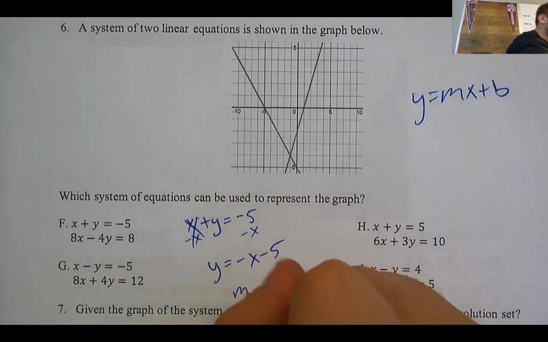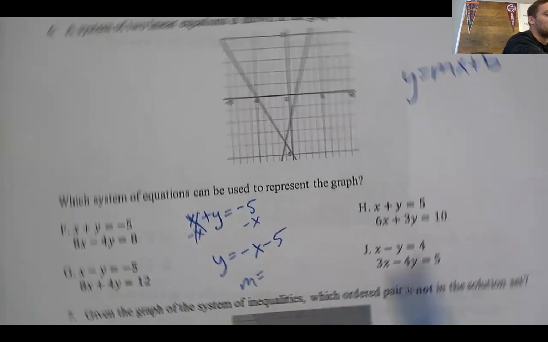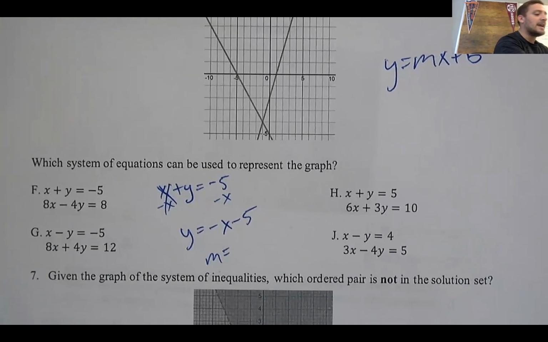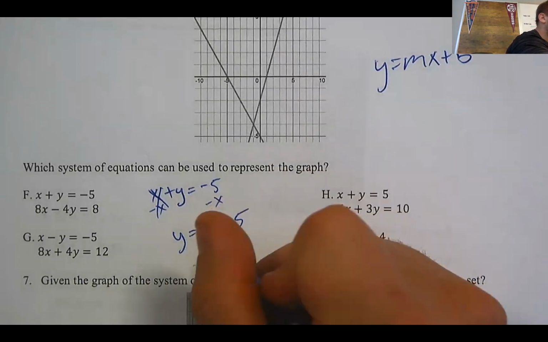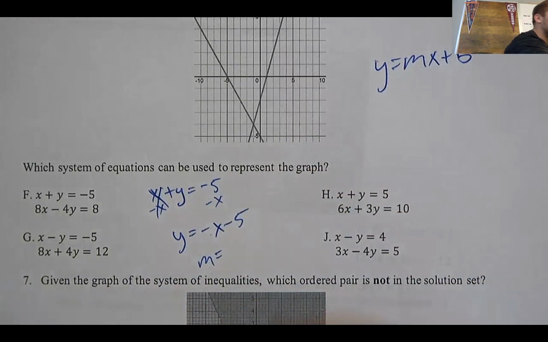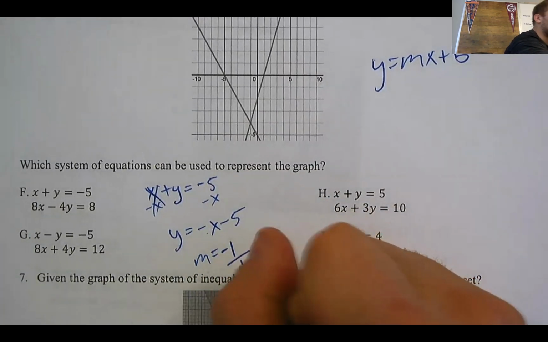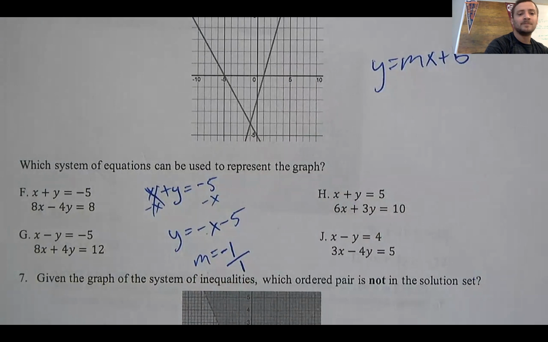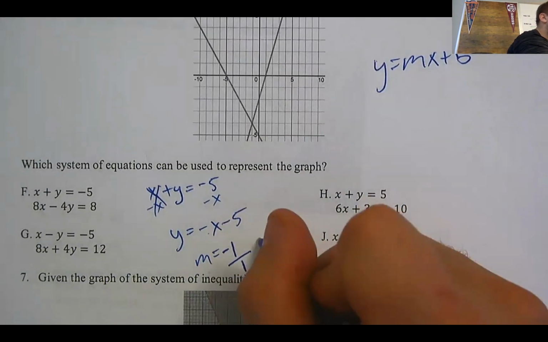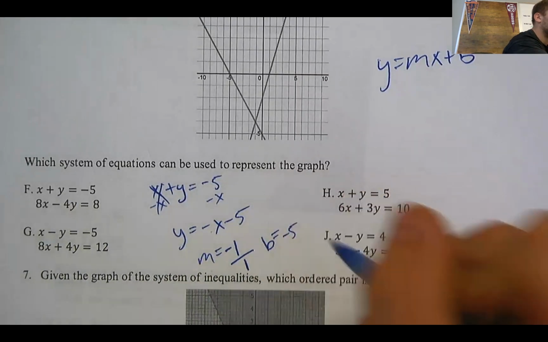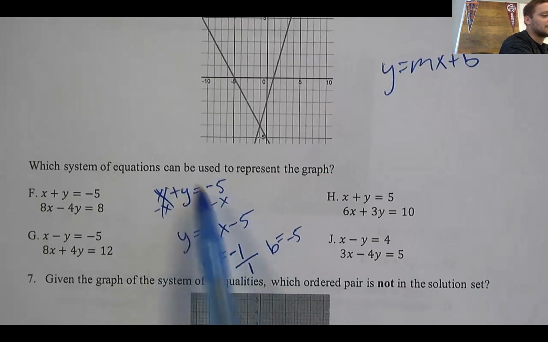All right, what is the slope here? Remember, m is the number that's in front of x. So what's the number that's in front of x there? It is technically negative 1, which we're going to write as negative 1 over 1. And then we have a y-intercept of negative 5.